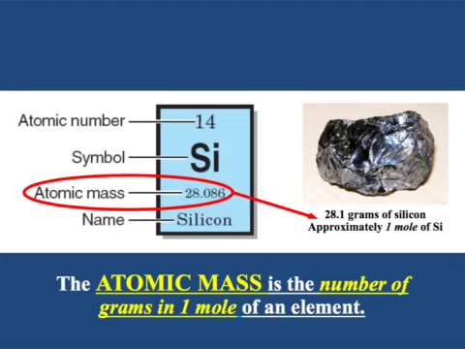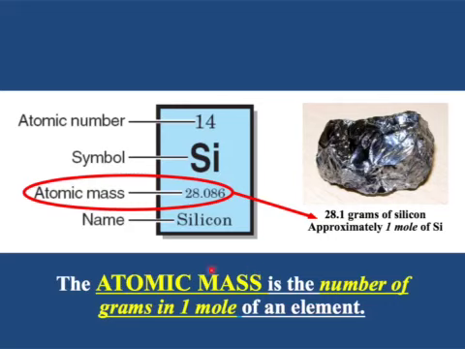So the first thing I need you to do is define and remember what atomic mass is. Your atomic mass is going to be the number of grams, so weight, in 1 mole of an element. We've already talked about what a mole is, and we will revisit that in a little bit. So again, your atomic mass is the number of grams in 1 mole of an element.